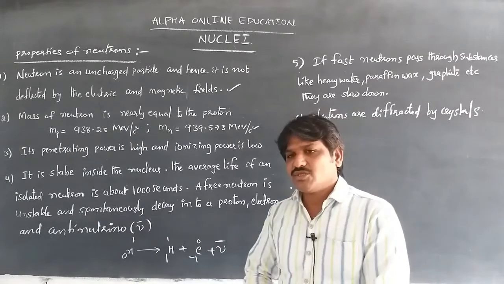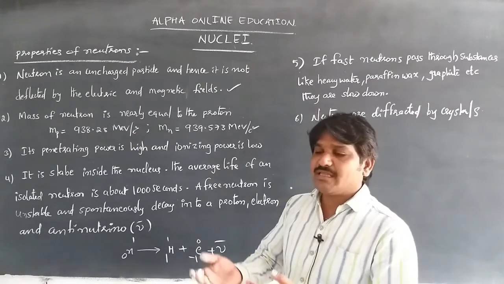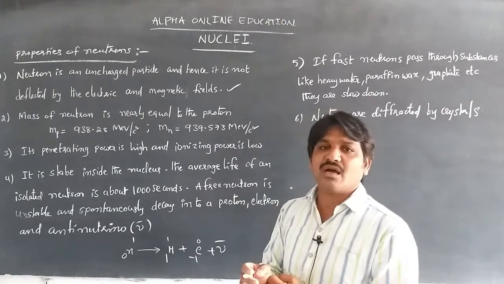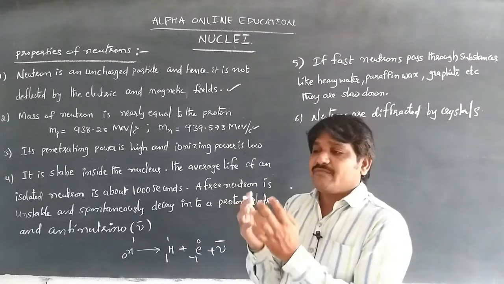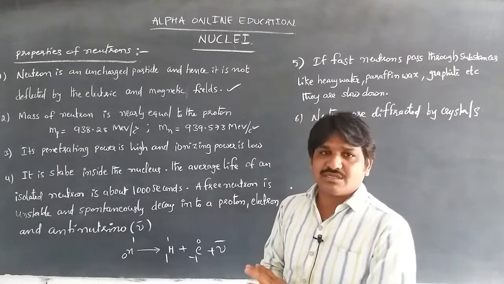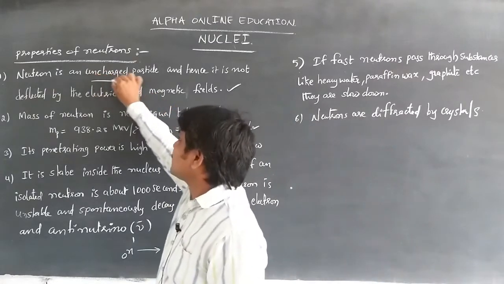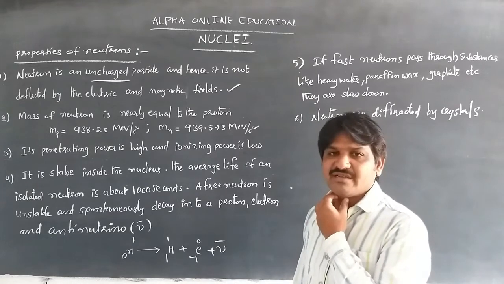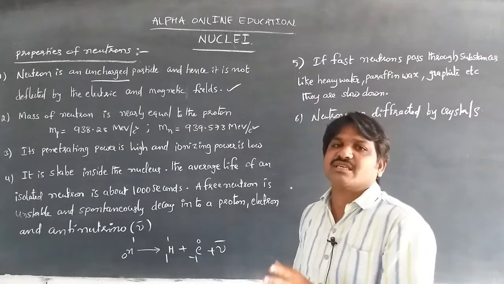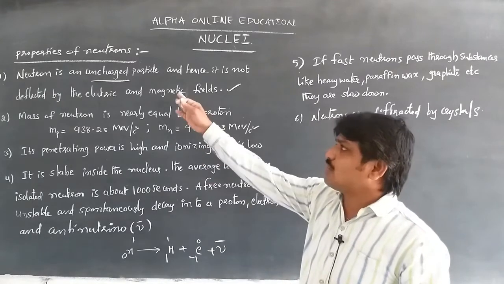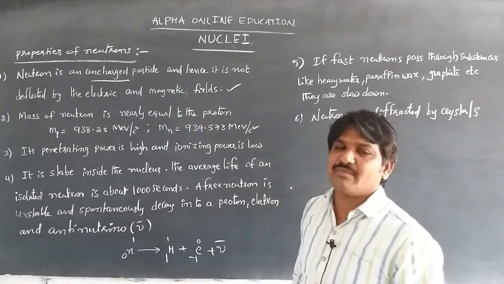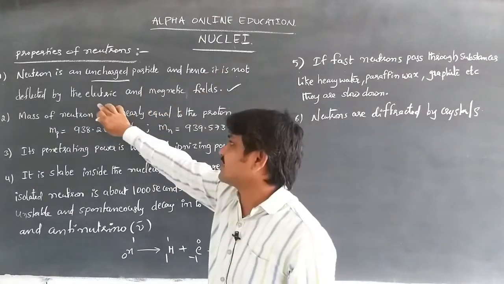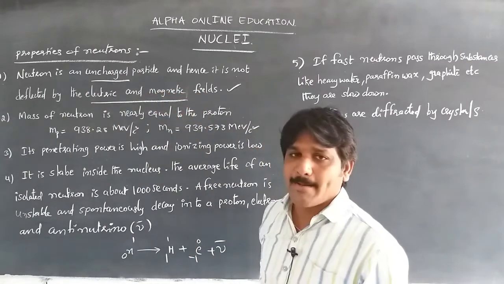This means that if electric or magnetic fields are applied, and the particle has a charge, it can be attracted by the opposite charge, or repulsed by the like charge. Without a charge, the neutron cannot be attracted or repulsed by the magnetic and electric field. So that's why the neutron, being an uncharged particle, is not deflected by the electric and magnetic fields.